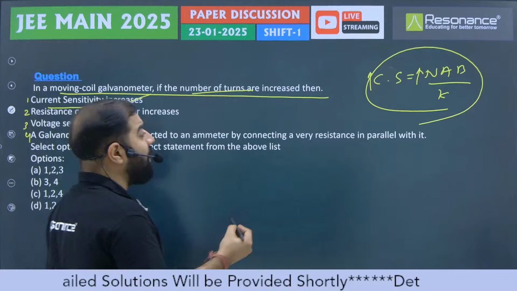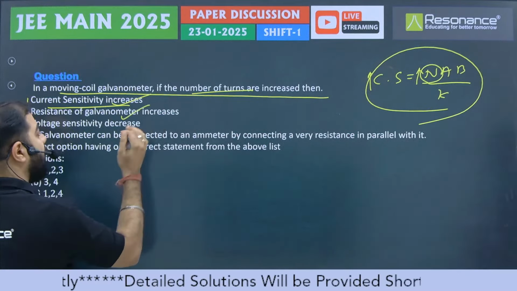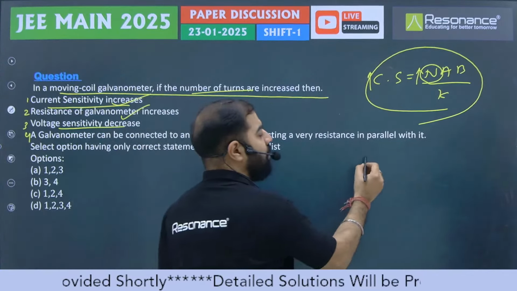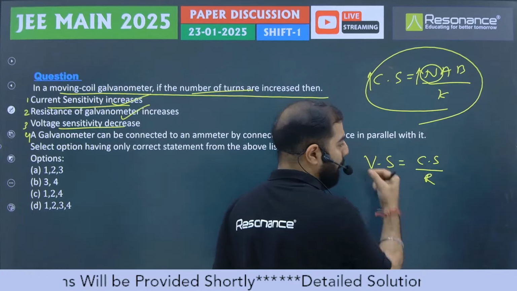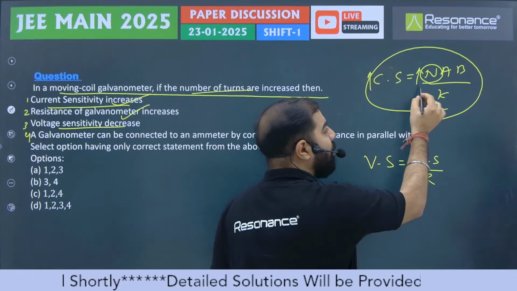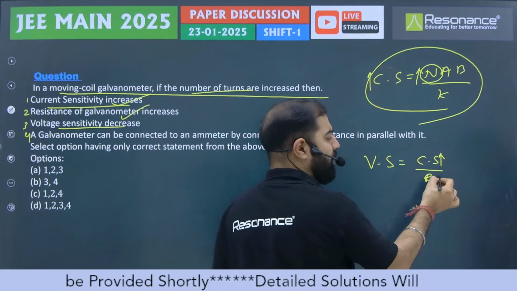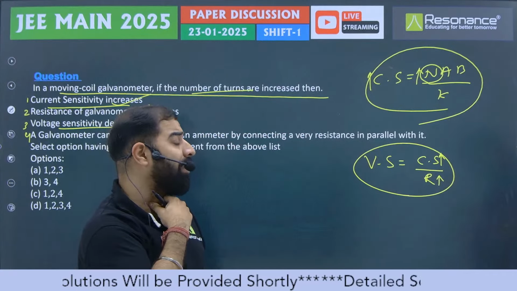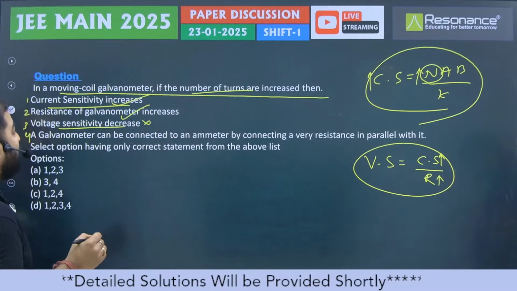When number of turns will increase, obviously the wire length will increase, so resistance will obviously increase. Agreed. Now about voltage. So voltage sensitivity is actually current sensitivity by resistance. Okay? Now when number of turns increases, current sensitivity increases. Also the wire length increases, so resistance also increases. So I cannot assert whether voltage sensitivity will increase or decrease. So we'll not assert anything on this.